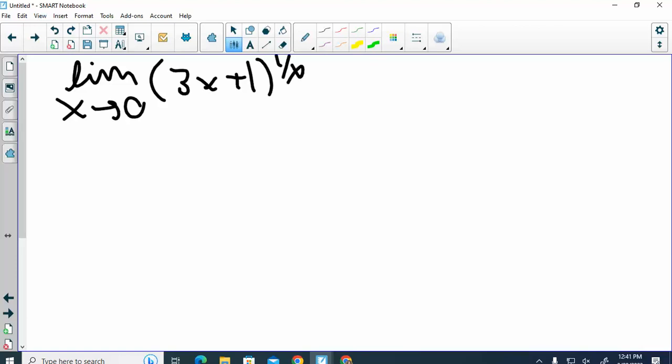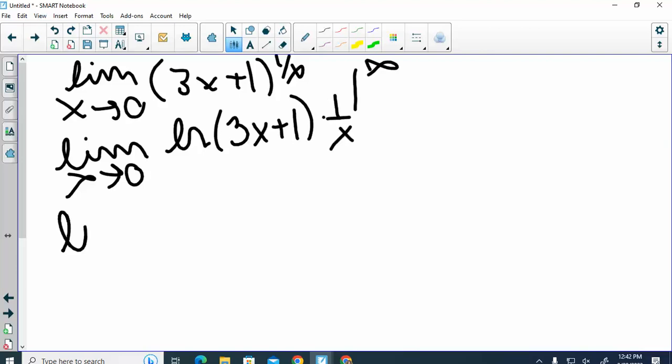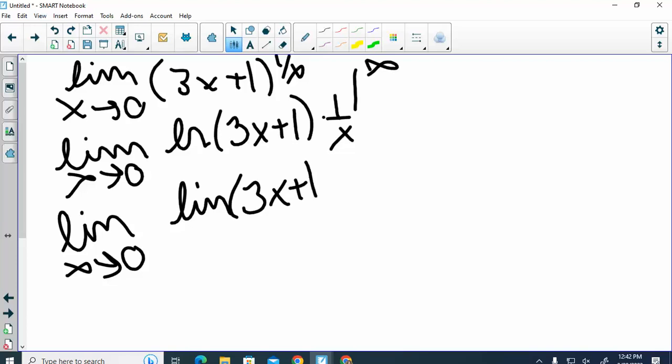So if you plug in your 0, you get 1 to the infinity power. And our approach to that is we add a natural log. So you get natural log of 3x plus 1 times 1 over x, which would become natural log of 3x plus 1 over x. And then if you plug in your 0 in that one, you get 0 over 0.